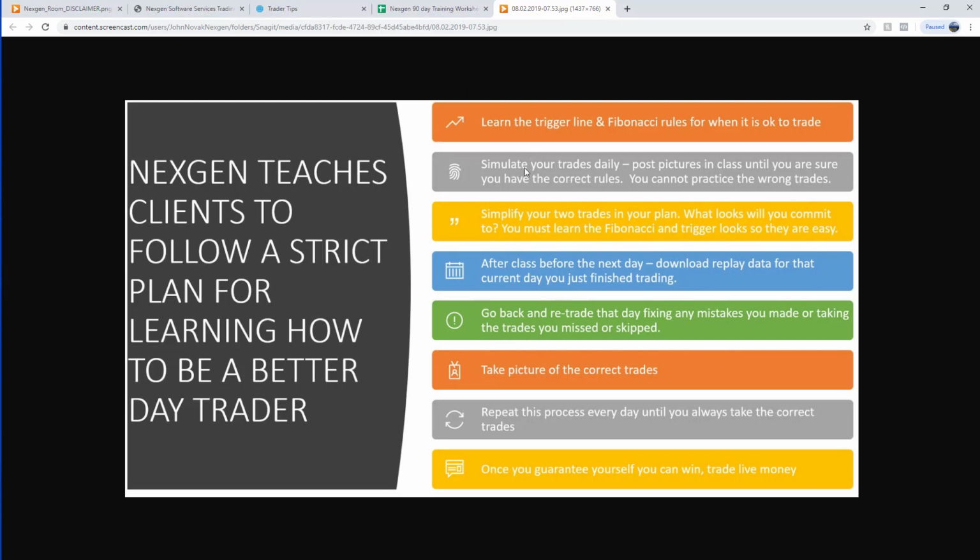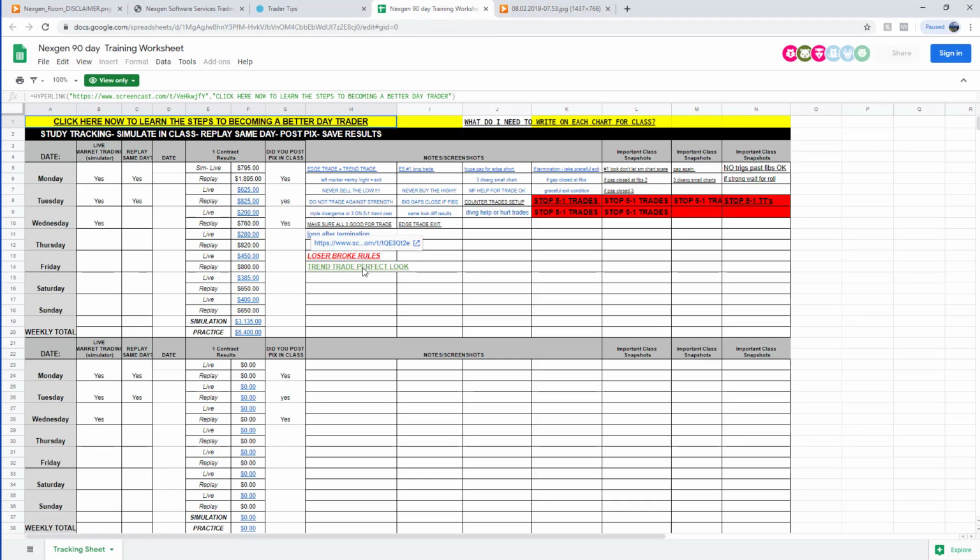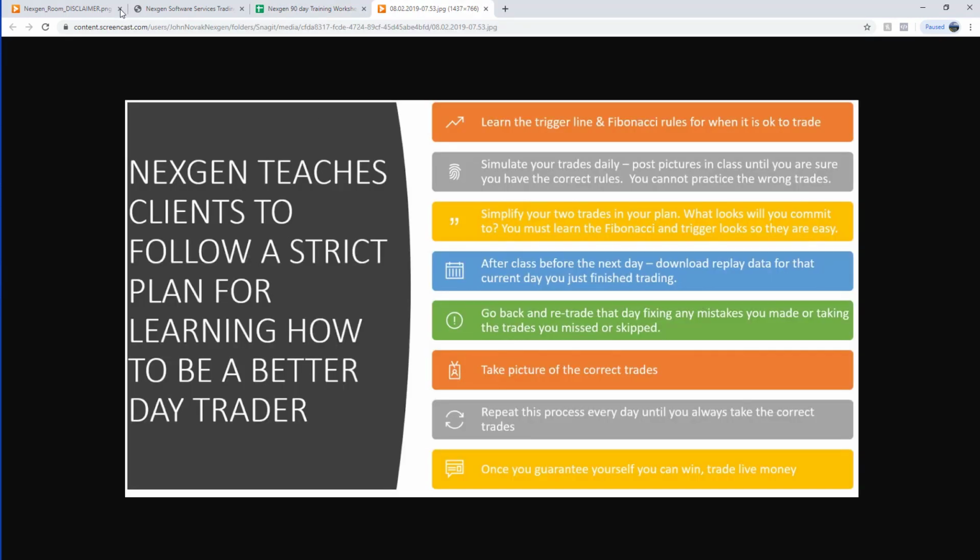And then your job is to simulate your trades every day and post your pictures in class until you're sure that you have the correct read of the software. 97% of you just sit there and think you're about to magically get it. Just about to get it with a couple more months of watching videos. You become a better trader by trading. You become a better trader by tracking your trades and eliminating what doesn't work and adding to what does work. And again, look, this is proven stuff, guys. It's not me making it up.